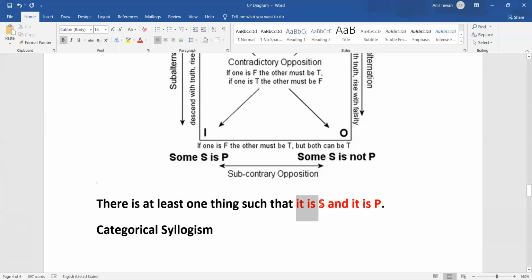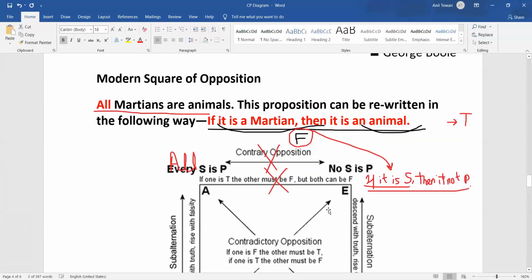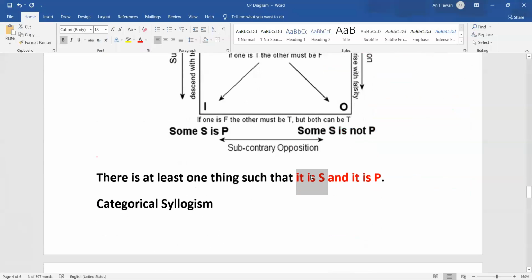So suppose you say some Martian is an animal, and you reformulate that there is at least one thing such that it is Martian and it is animal. So it is Martian, that is false. Here you saw it is Martian, that is false, and this is a conjunction. So if one conjunct is false, the whole conjunction becomes false, right? So then what is happening? I is turning false. So this is the I proposition.